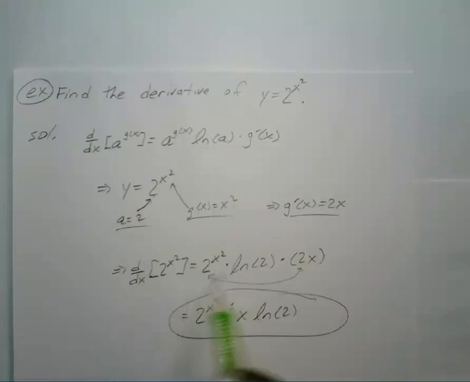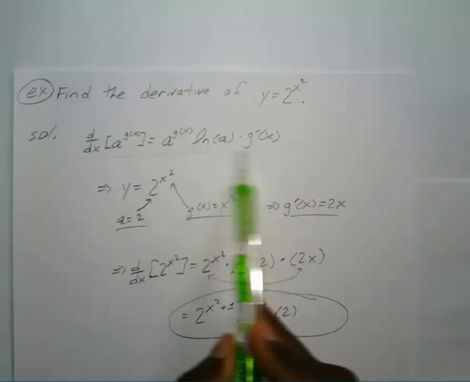Okay, so you just combine those 2's, you have your x still there, and just your natural log of 2. That's why I'm only doing one example, because this one's pretty straightforward, and you're just plugging everything in.